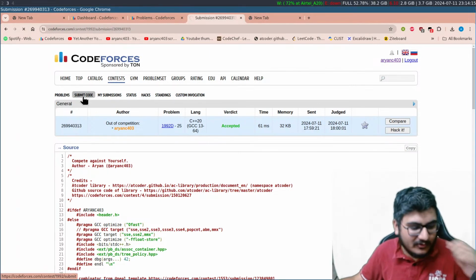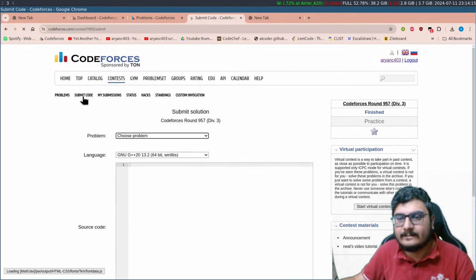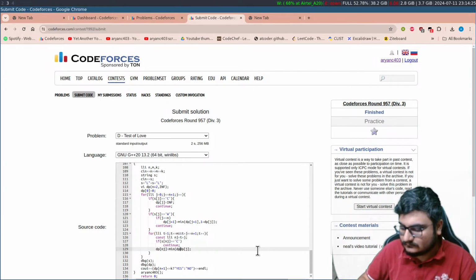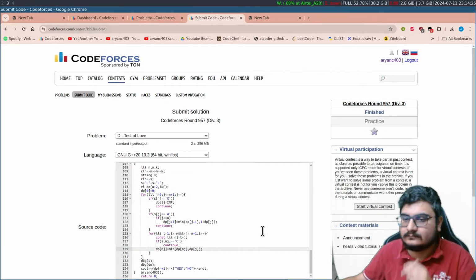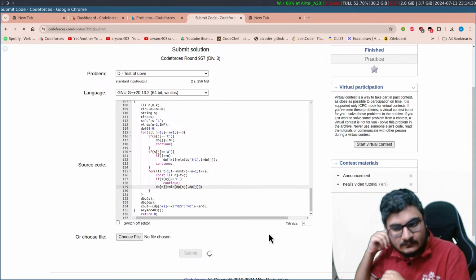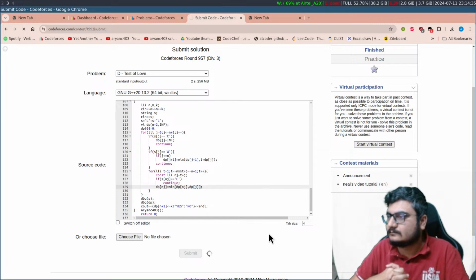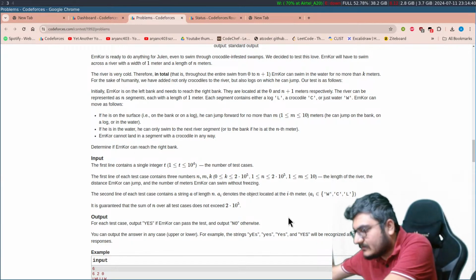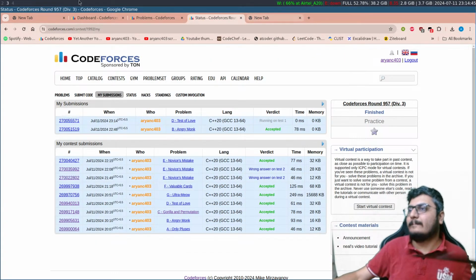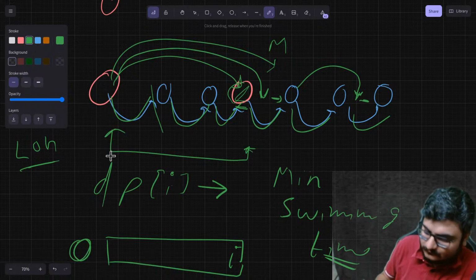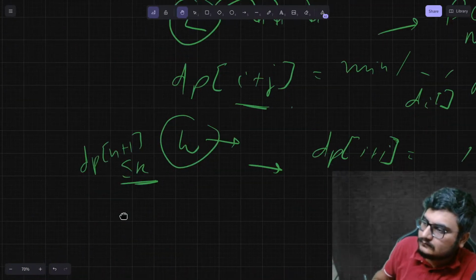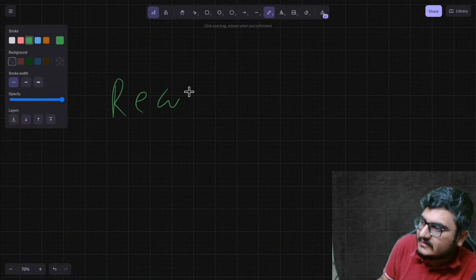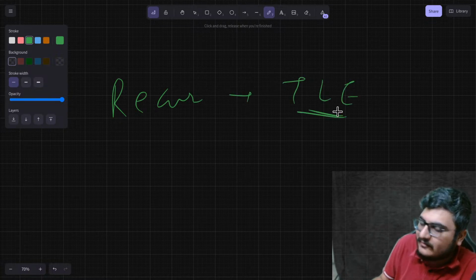Any questions on problem D before you move further? The problem with recursion is that you can get a TLE. A recursive solution can give you a TLE, and that is the only problem. I was using DP to minimize it.